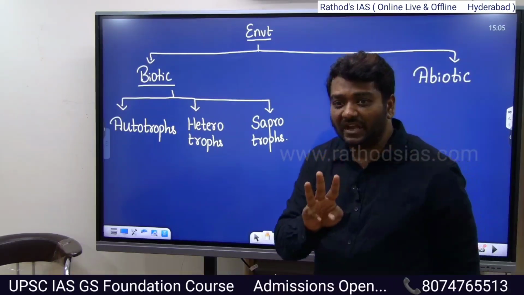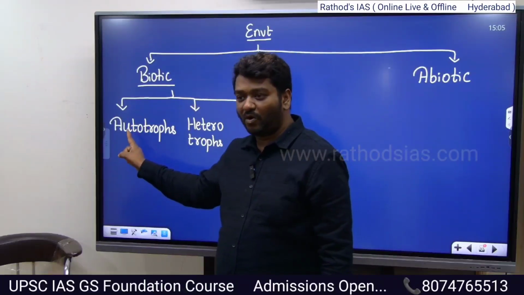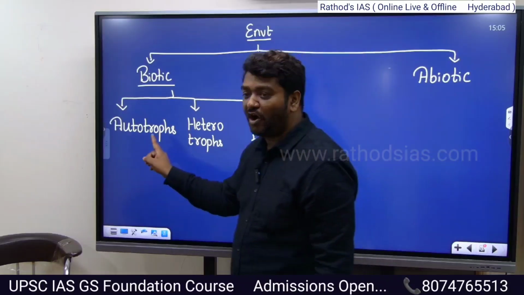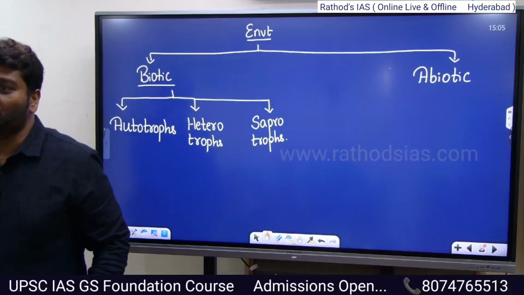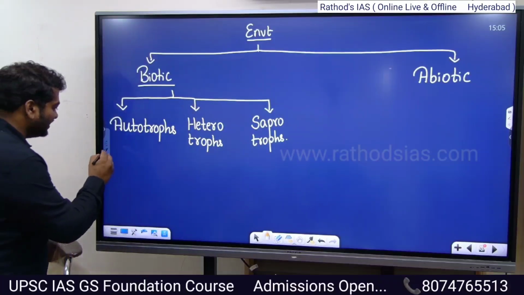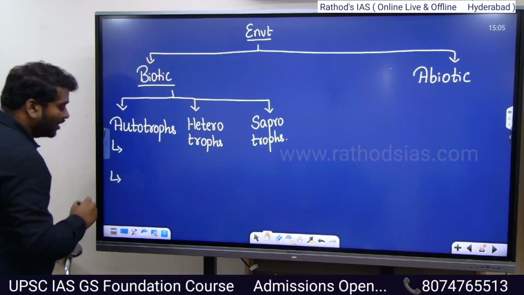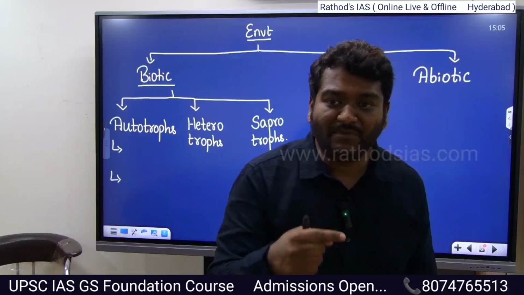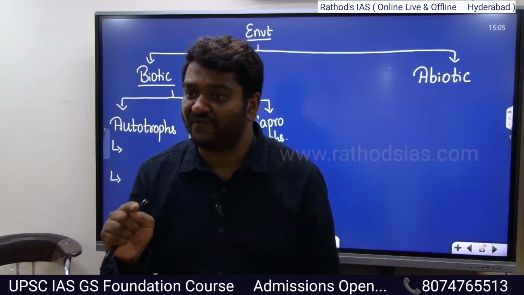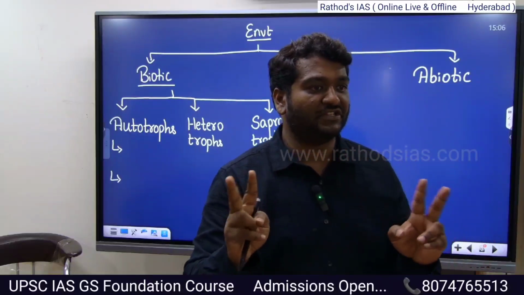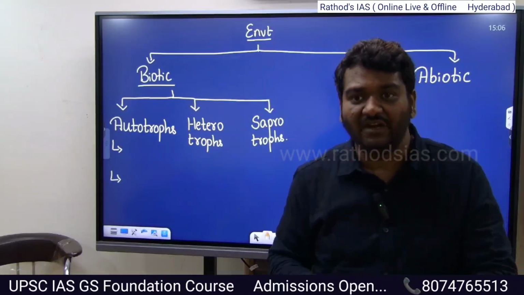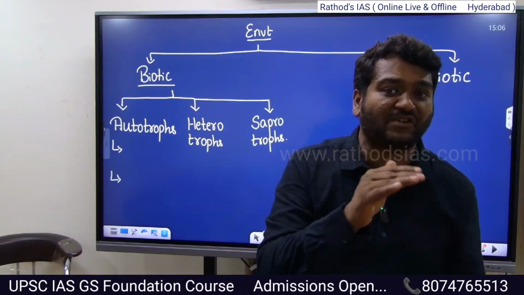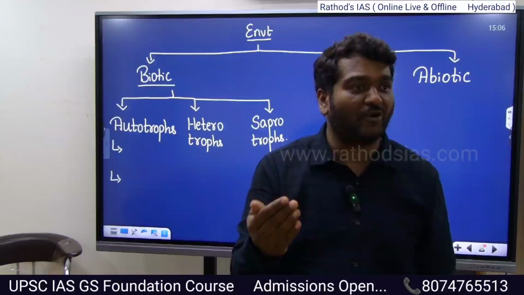So guys, what are the three in biotic? What all will come under biotic? Autotrophs, heterotrophs and saprotrophs. Now, autotrophs can be divided into two. Some can produce food in the presence of oxygen, and some can live even in the absence of oxygen. Are you getting the point? So we have two conditions: in the presence of oxygen, it will produce food or stay alive, else even in the absence of oxygen. Aerobic and anaerobic.